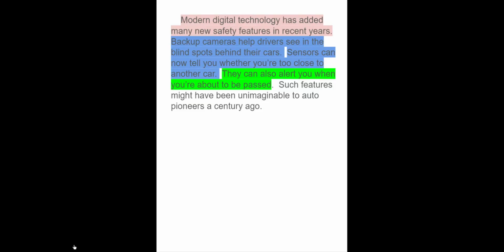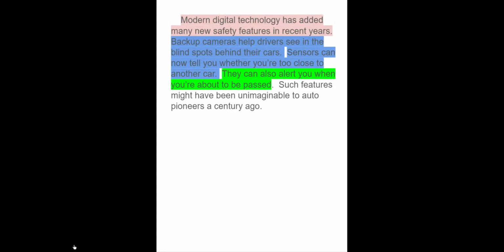Modern digital technology has added many new safety features in recent years. Backup cameras help drivers see in the blind spots behind their cars. Sensors can now tell you whether you're too close to another car. They can also alert you when you're about to be passed. Such features might have been unimaginable to auto pioneers a century ago.